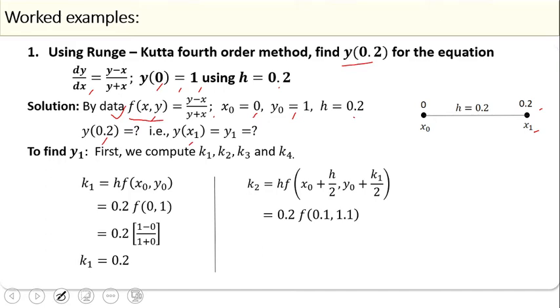Then f of 0.1 comma 1.1 will be (1.1 minus 0.1) over (1.1 plus 0.1). So k2 is 0.2 times (1.1 minus 0.1) by (1.1 plus 0.1). If you simplify this, k2 will be 0.1667 corrected to 4 decimal places.